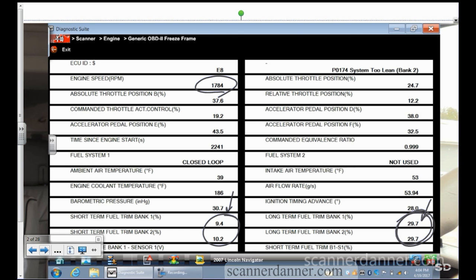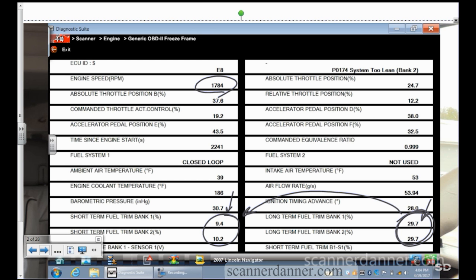How do I know that? Because what's the number one job of the long-term? Bringing the short-term back to zero. Why is the short-term not at zero? Because we have maxed the long-term out and the short-term is now adding fuel, because it's still running lean. This is a pretty bad lean condition. Okay? Just an observation, not really important for troubleshooting this vehicle, but that's a maxed out long-term.